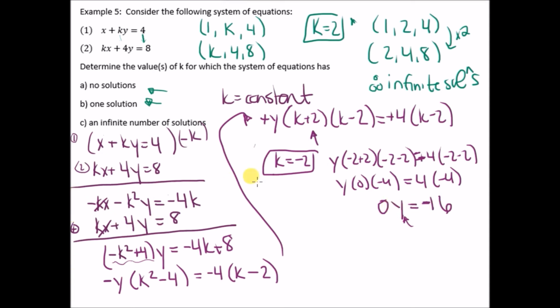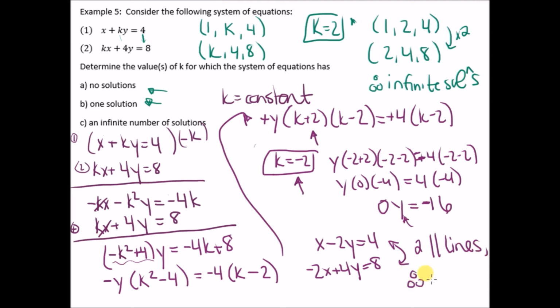So we take that k equals negative 2 and sub it back into the originals. We have x minus 2y equals 4, and then we have negative 2x plus 4y equals 8. Right here what we have is 2 parallel lines. Therefore, no point of intersection when k equals negative 2.